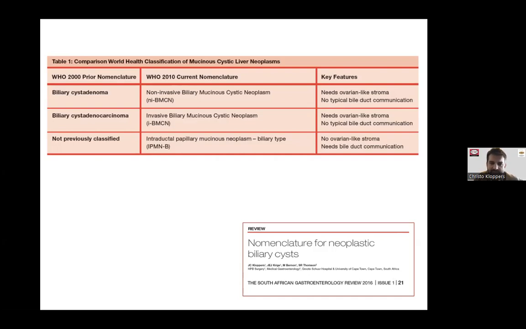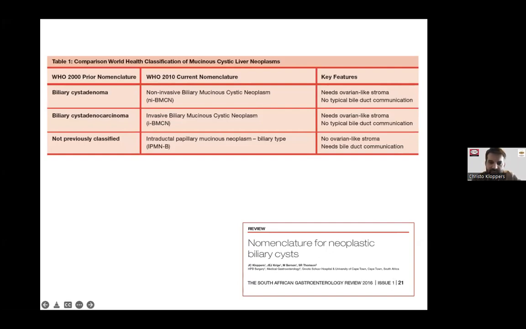So it's a biliary cystic neoplasm, biliary mucinous cystic neoplasm, which can either be non-invasive, that's the pre-malignant ones, or what you think is pre-malignant, and then the invasive one. And again, similar to the pancreas, this is a pre-malignant lesion, and if it's invasive, it's an adenocarcinoma. The key features of these lesions is in the right-sided column. You need ovarian-like stroma, and you cannot have bile duct communication.